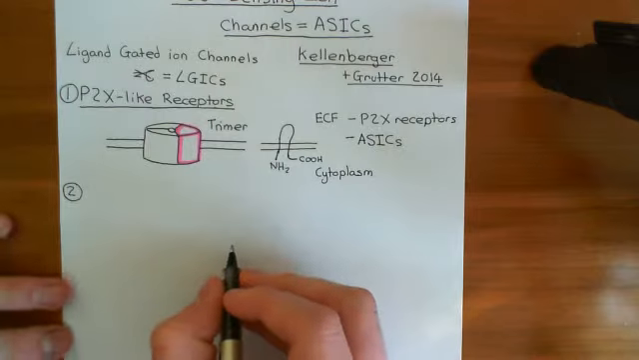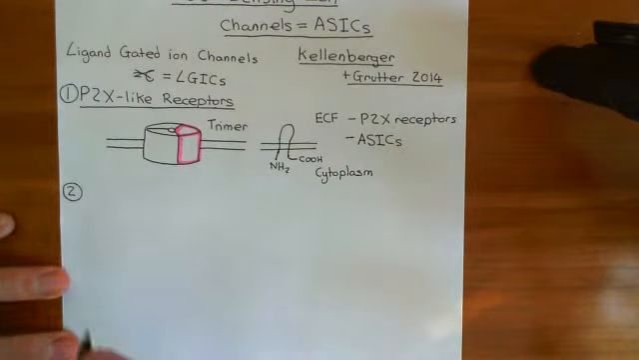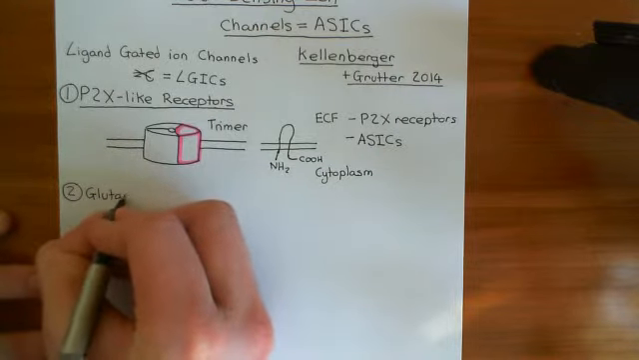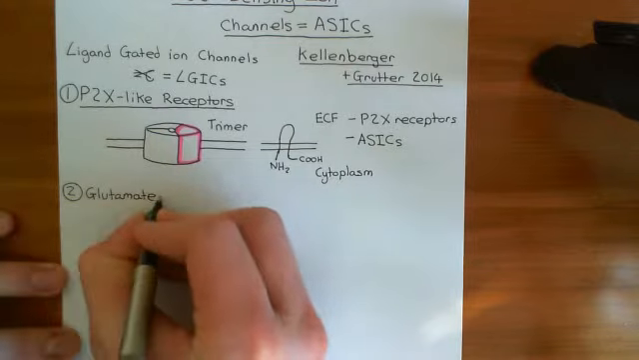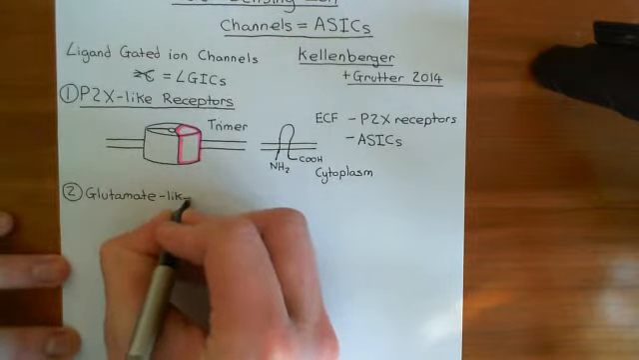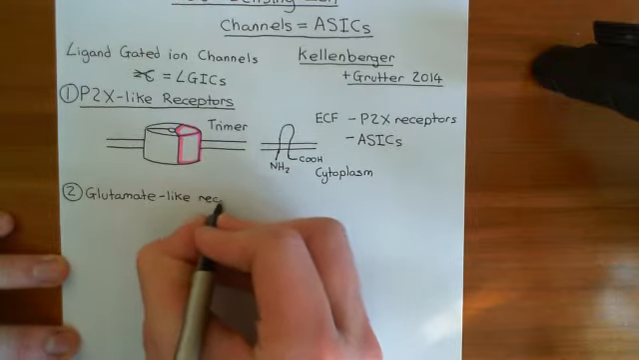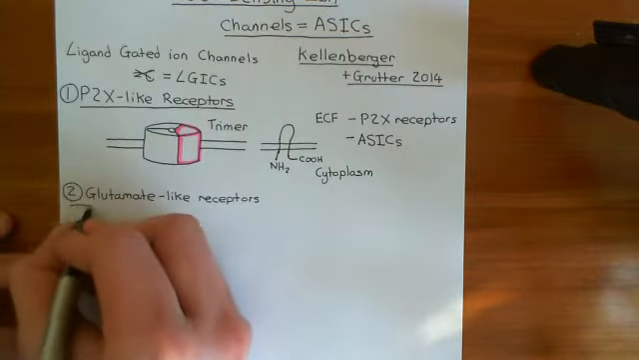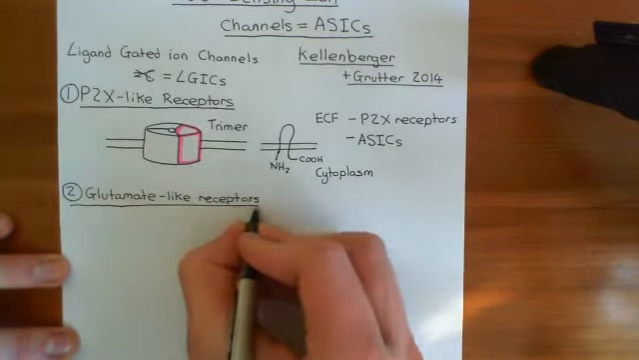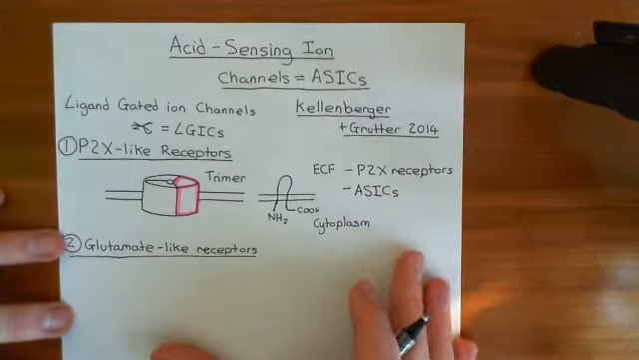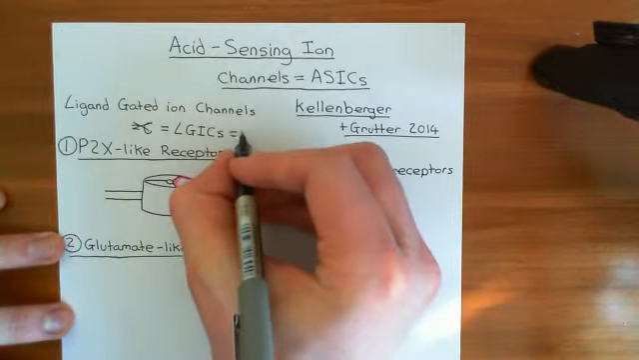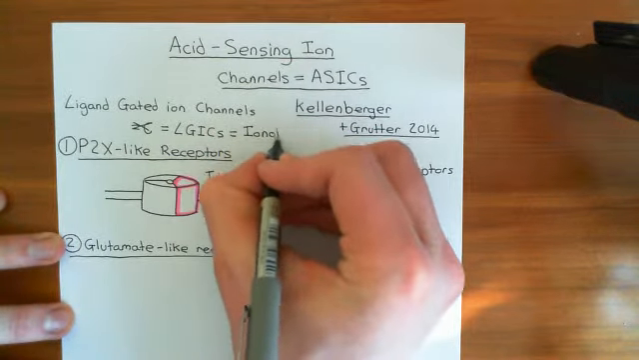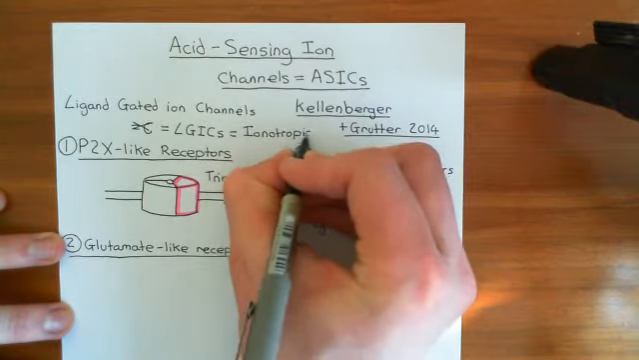Now let's move on to the second family of ligand-gated ion channels. Okay, so the second family of ligand-gated ion channels is the glutamate-like receptors. Okay, and this family of ligand-gated ion channels is named after the major members within this family, which are the glutamate receptors. Okay, so the ionotropic glutamate receptors. And when people say ionotropic receptors, that's another way of expressing the concept of a ligand-gated ion channel. So if someone tells you it's an ionotropic receptor, what that means is that it's a ligand-gated ion channel.